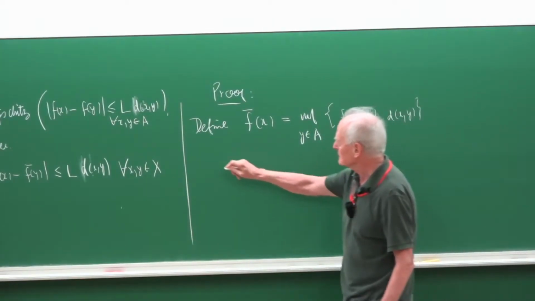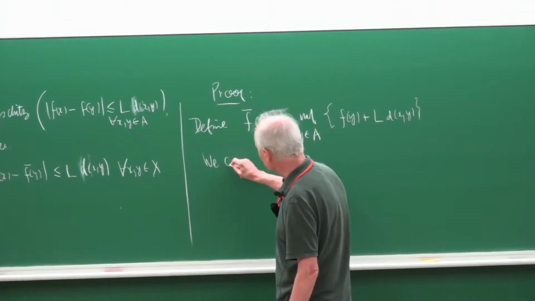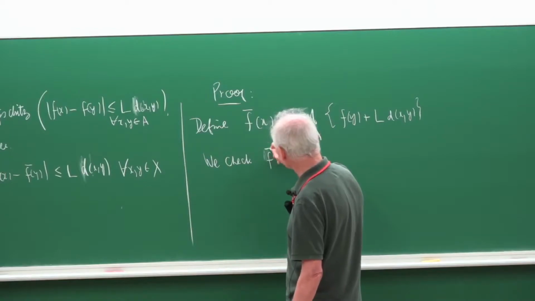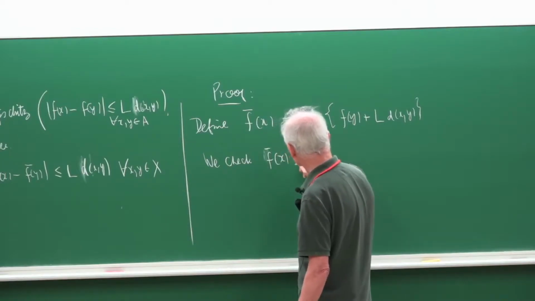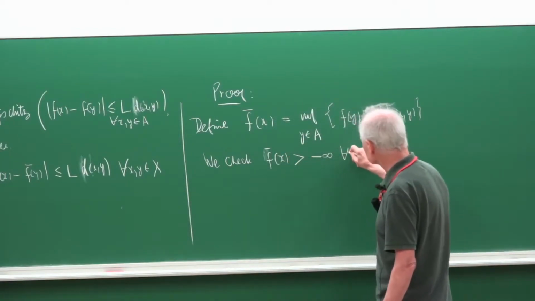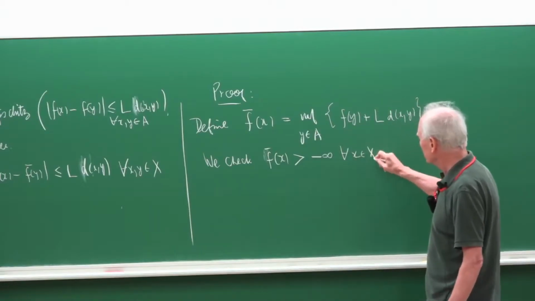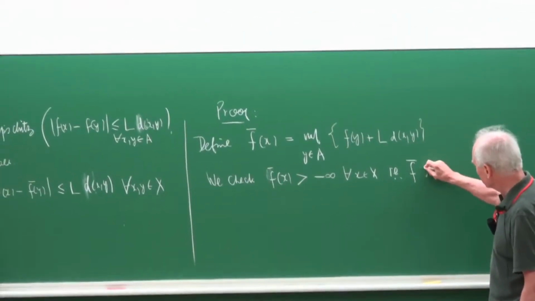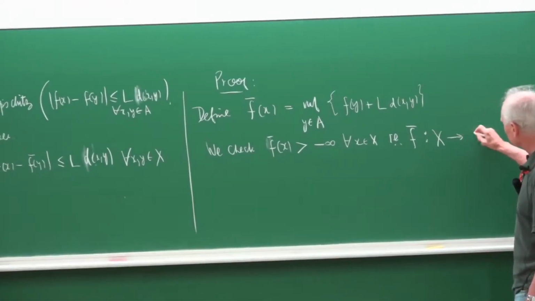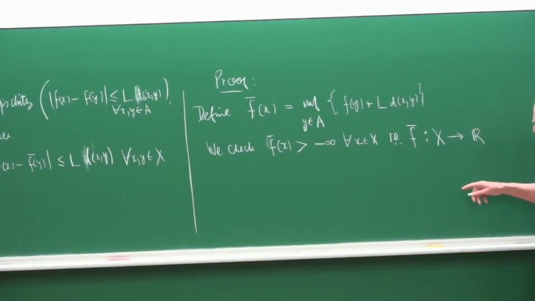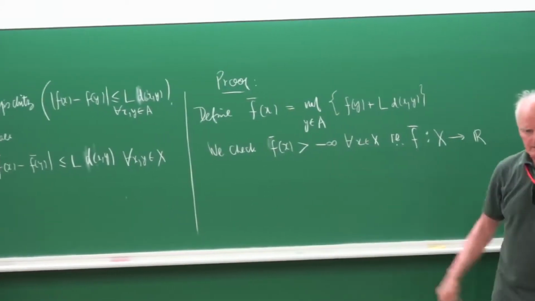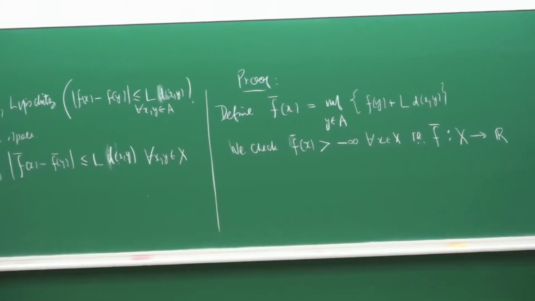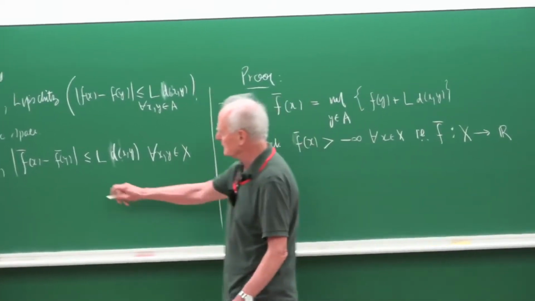And we checked, just by using the triangle inequality, that f bar is indeed bigger than minus infinity for every x in X. So that means that actually f bar really is a map from all of the space X into the reals. It doesn't take the value minus infinity. So it's a real valued function. That's the first step. And then we want to check that it's Lipschitz. We want to check this property.